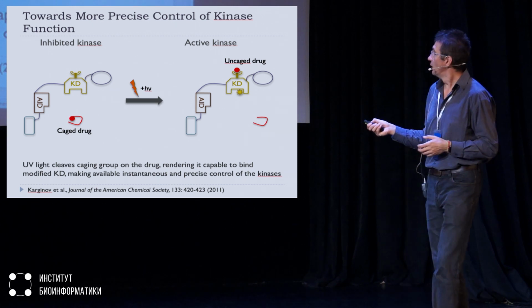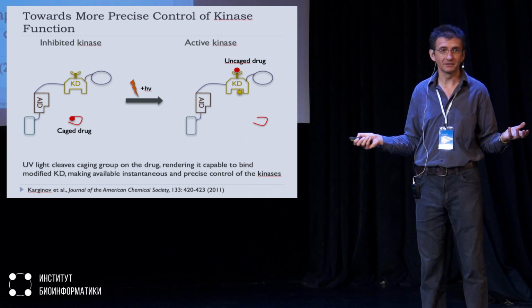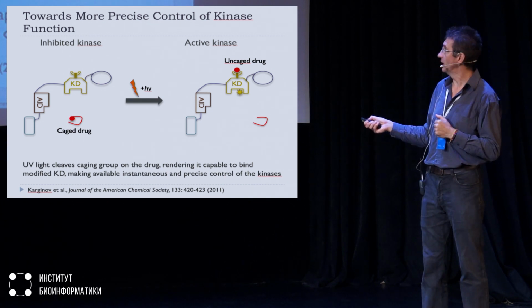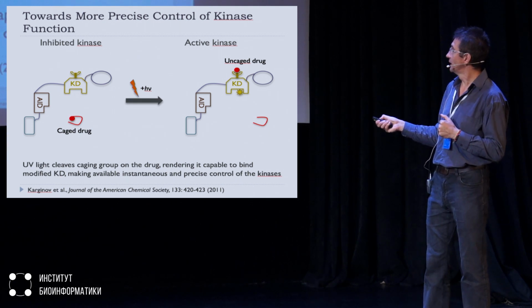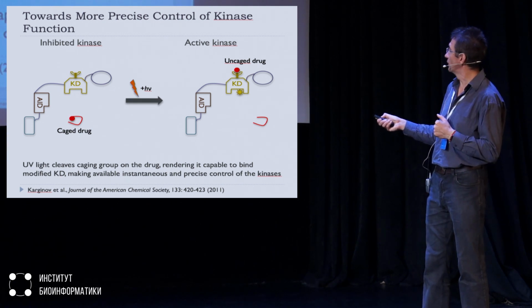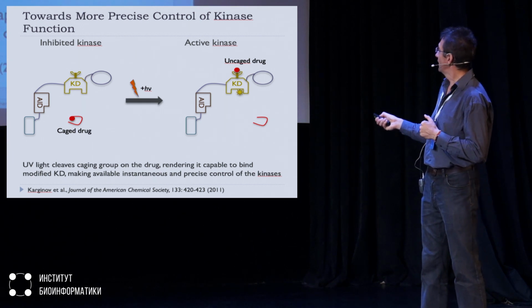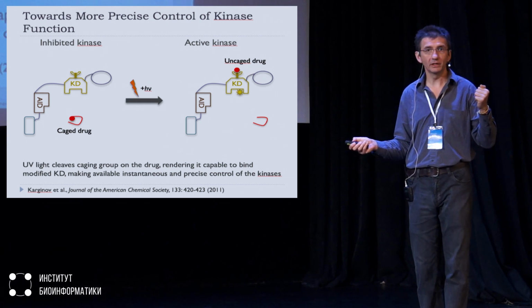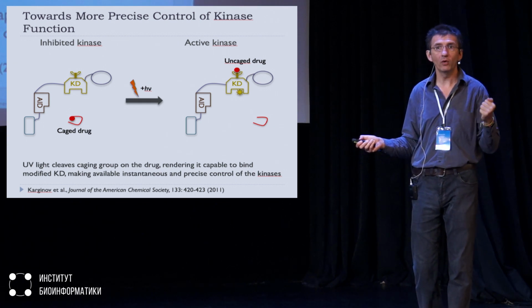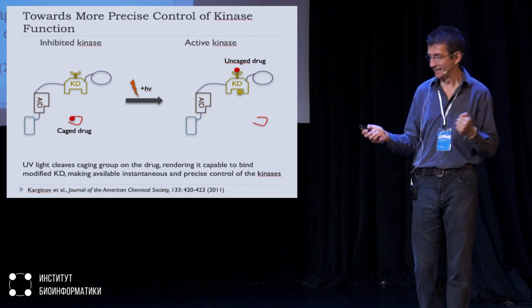So what we can do, we can pre-incubate our cells with caged rapamycin, nothing happens. Then we shine light, we uncage rapamycin, and it can bind to our complex and make the protein active. So instead of controlling the protein activity with a drug, we now control it with a light. Okay, it's cool. All right.